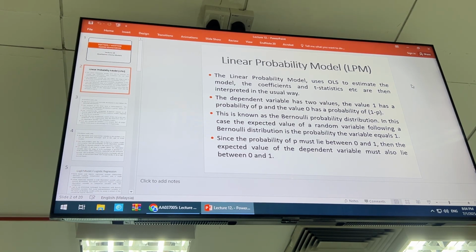So basically, if our dependent variable is a dummy variable, we are interested to know the probability. Because a probability is between 0 and 1, we can use that to represent the probability of getting certain things, since the value we have is either 0 or 1, and in between, probability just takes a value between 0 and 1. So since the probability P must lie between 0 and 1, the expected value of the dependent variable must also lie between 0 and 1.